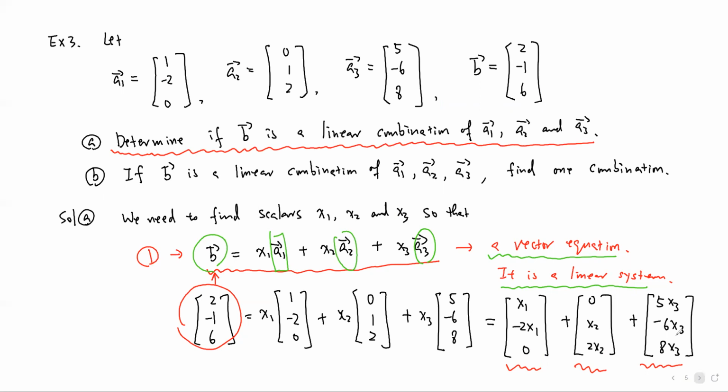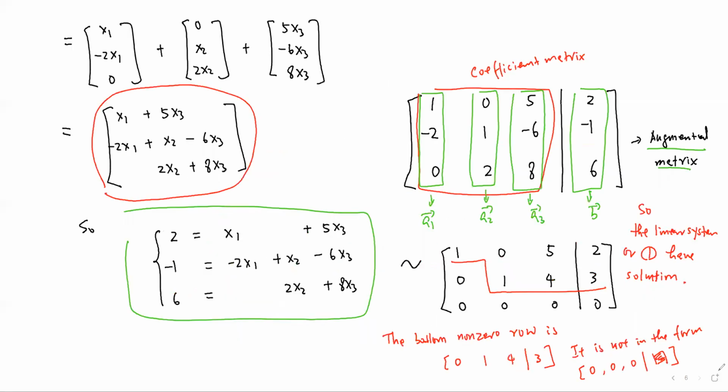Now, let me answer B. If B is a linear combination of A1, A2, A3, find one concrete combination. To answer this question, I need to find one solution of the linear system. All right. This matrix actually is in reduced echelon form. Now, let me write this augmented matrix in equations.